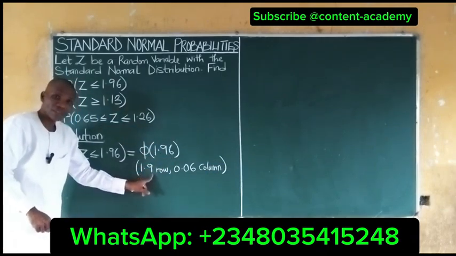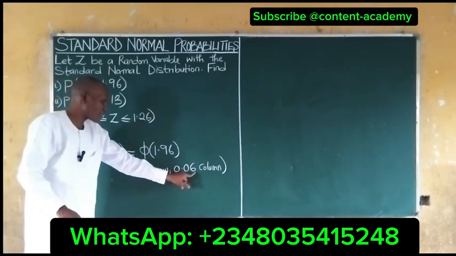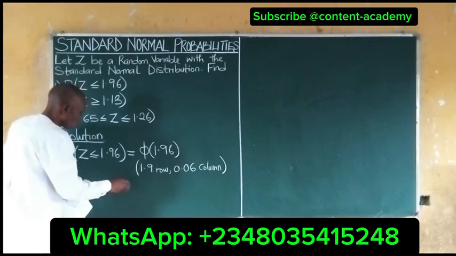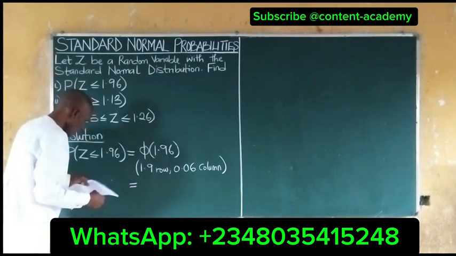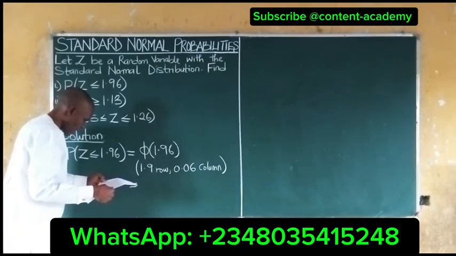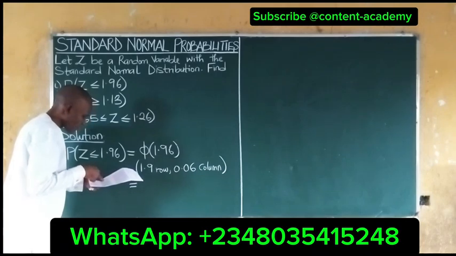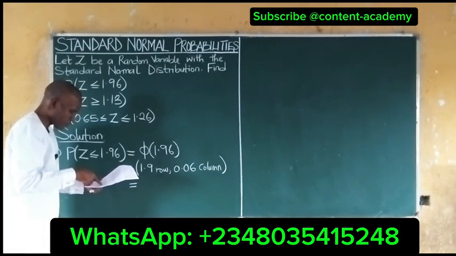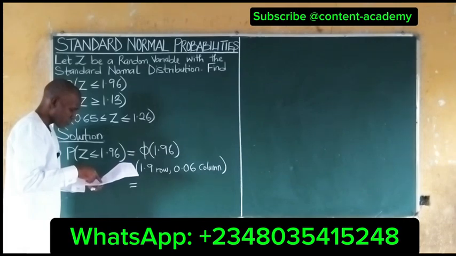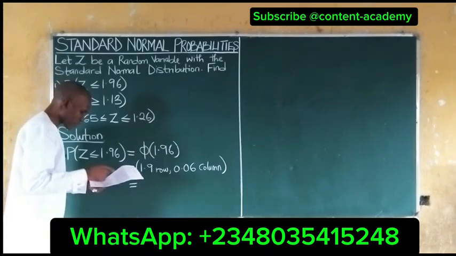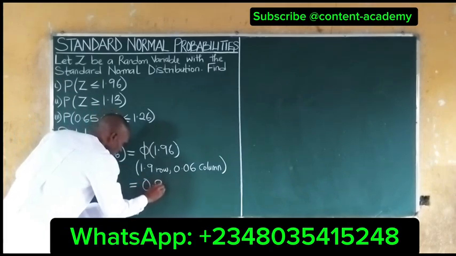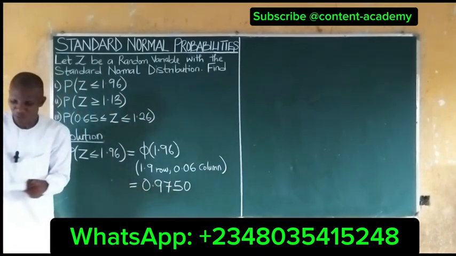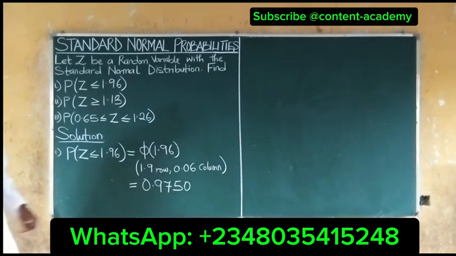You find 1.9 for the row, while 0.06 for the column. So if you do that, you have something like this. We'll find 1.9 here, and find the number that intersects it with 0.06. So 1.9 and 0.06 will get 0.9750. So this becomes our standard normal probability for the given data.